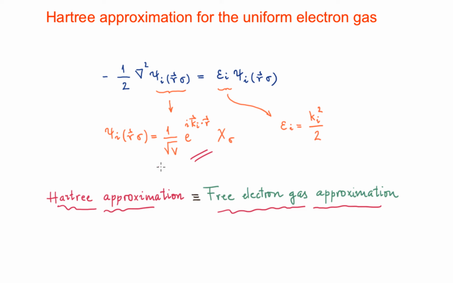Therefore, nothing new. We are not having anything new for the uniform electron gas within the Hartree approximation. Therefore, we need a step further in order to have something new.